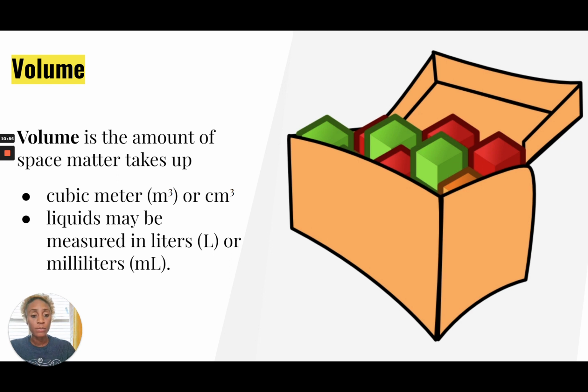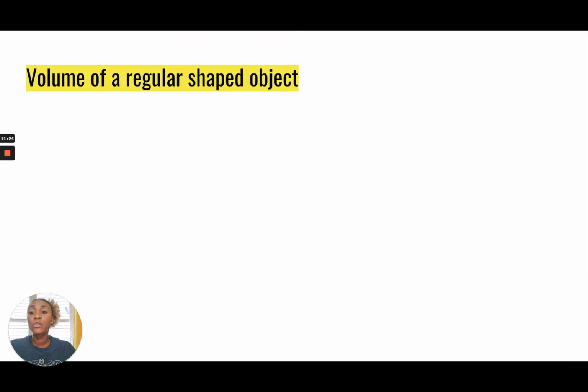Okay, so volume, before we move on, is the amount of space that the object takes up. In this case, the green and the red and the orange cubes are taking up the space in this box. So how do you calculate the volume of something? Because scientists love to calculate. Guys, do not separate science and math, because a lot of math is in our science. We're going to look at some right now. How do we calculate the volume of a regular shaped object?